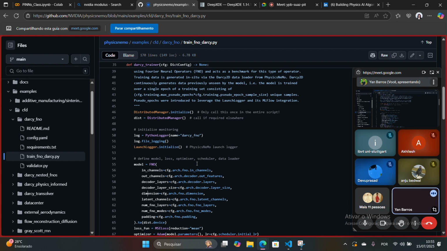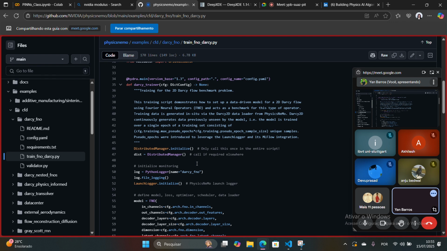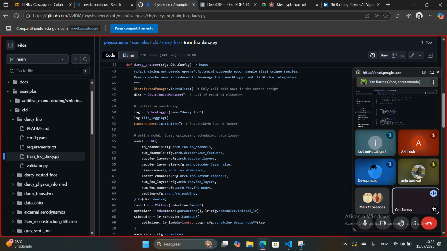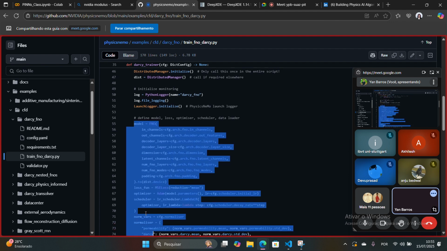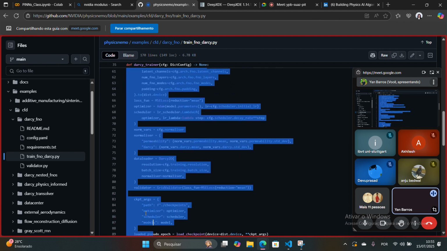So we have a config object, and we pass this config object inside of the Darcy trainer here. It's a dictionary with the configurations that we have for the training. For this, we just load the model from NVIDIA Physics Nemo. Then we do the training as usual.